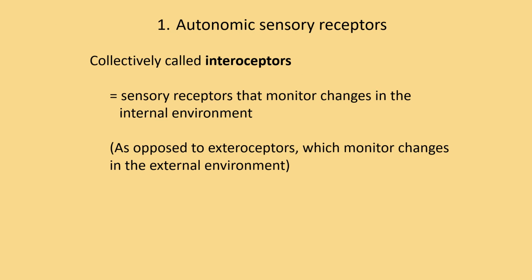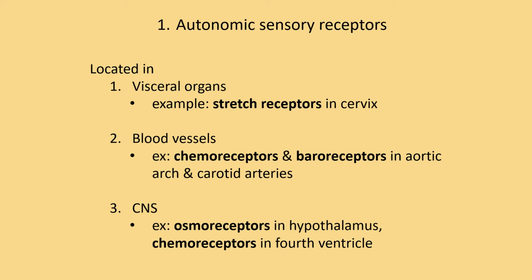So let's think about the types of sensory receptors that are involved in autonomic nervous system reflexes. Collectively, they're called interoceptors. These are sensory receptors that pay attention to variables that occur inside your body. So they're noticing what's happening on the inside of you, not the outside of you. Some more details. Your interoceptors, or your autonomic sensory receptors, are found inside your visceral organs, so the organs of your thoracic cavity and your abdominopelvic cavity.